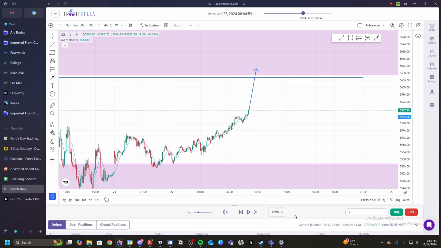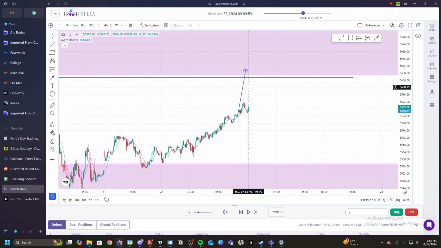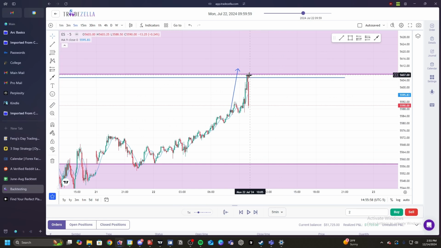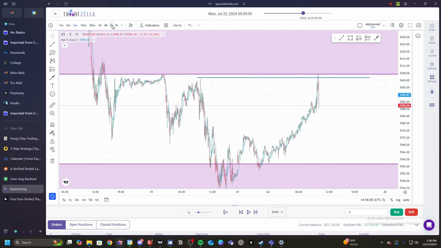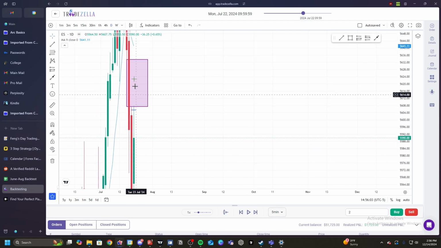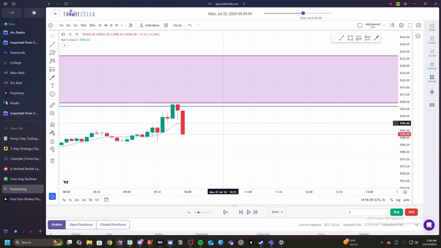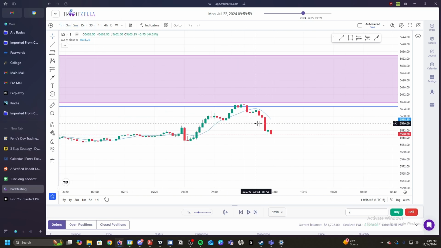Oh, wait. Switch to 5 minute and go to 9:55. Oh, okay. I guess we tested the bearish FVG already. Okay, that's kind of awkward. Let's see. We get a bearish reaction off of that. So I'm thinking we could probably do shorts. Get a 1 minute bearish that forms here.